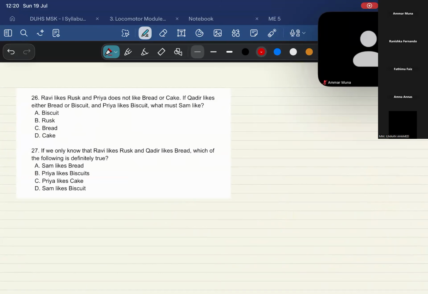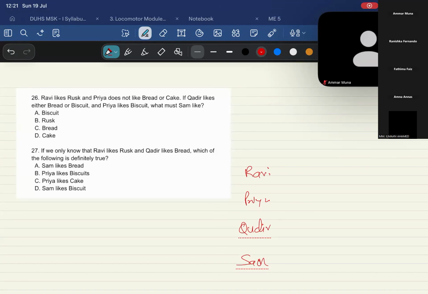So there's no statement. It's Ravi likes rusk and Priya does not like bread or cake. Right. So this is another checkbox kind of grid question where we'll have to list them out and find out who likes what. So we have Ravi, Priya, Kadir, and Sam. So write them down.